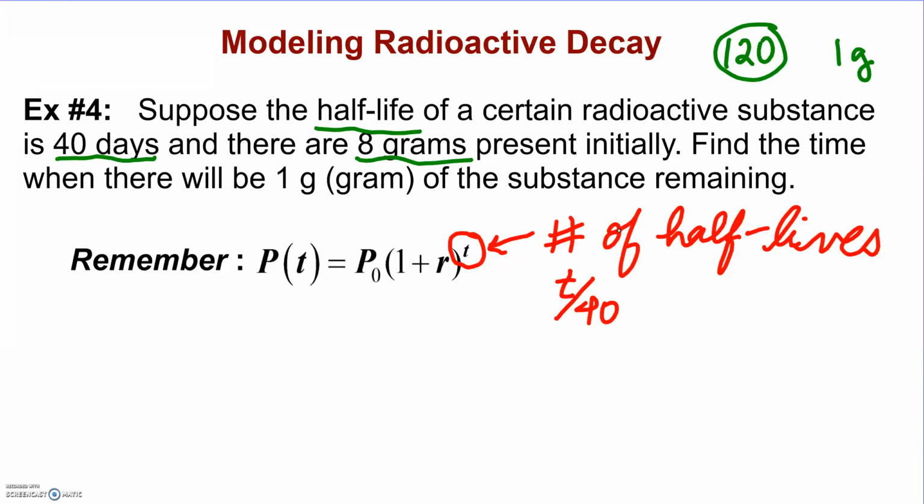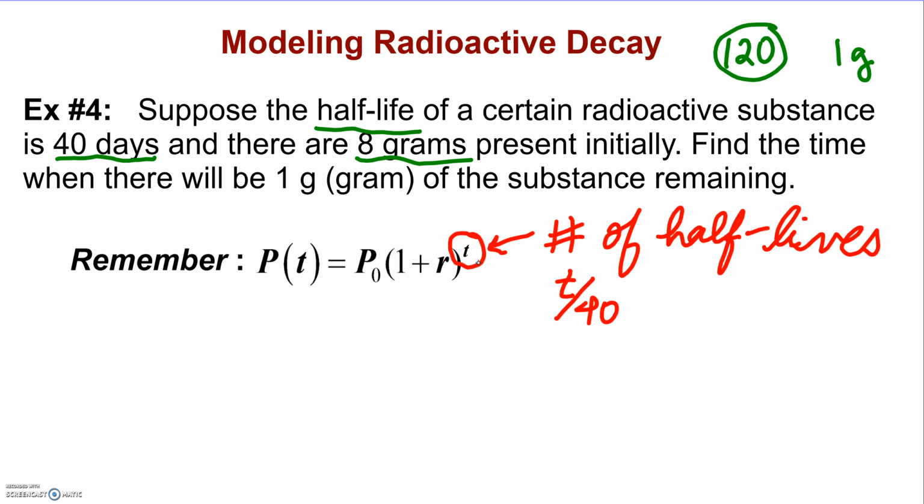Because let's say you have 80 days. Well, 80 divided by 40 is 2. So that's 2 half-lives. If you had 120 days, 120 divided by 40 is 3. So that's 3 half-lives. So you're just doing the time divided by the half-life, and that's what you're going to put in for T on these half-life problems.